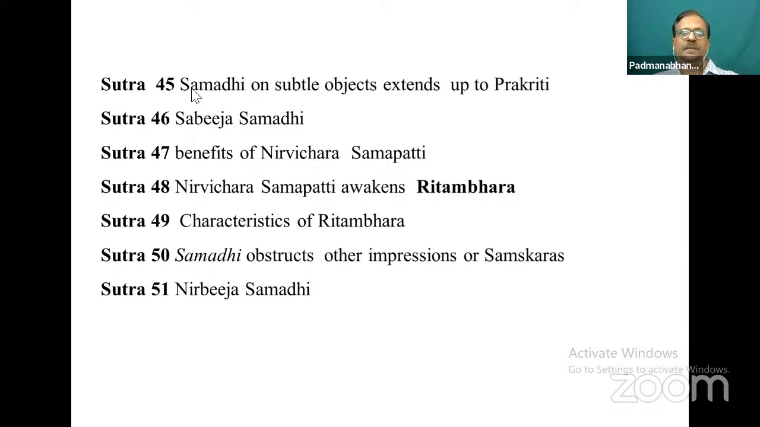Then Sutra 45, Samadhi on subtle subjects. Subtle objects extend up to Prakriti, meaning concentration on subtle objects leads to understanding Prakriti. This Prakriti is very, very subtle, not the prakriti you see outside. The prakriti you see outside is called Vikriti, which comes out of Prakriti. Here Pra means before, Kriti means creation. What it was before creation is called Prakriti.